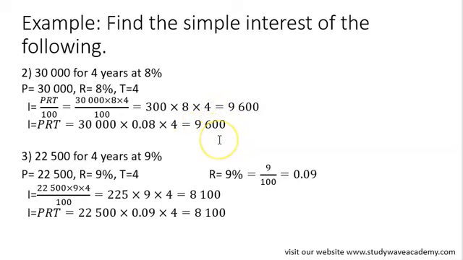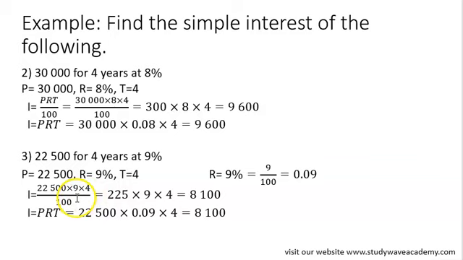Do we understand? Okay, now we have our next question. 22,500 for 4 years at 9%. How do we find our simple interest? We represent our numbers. P stands for 22,500, R stands for 9%, and T stands for 4 years. So we input our numbers into our equation. We have 22,500 times 9 times 4 over 100.